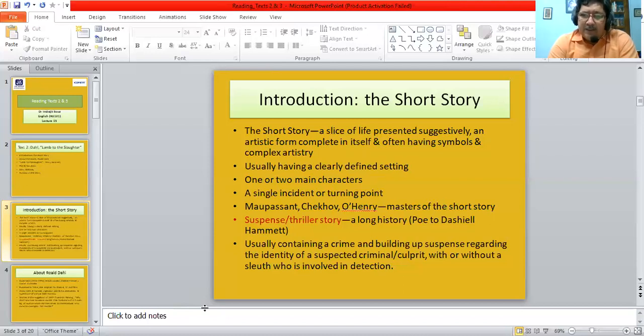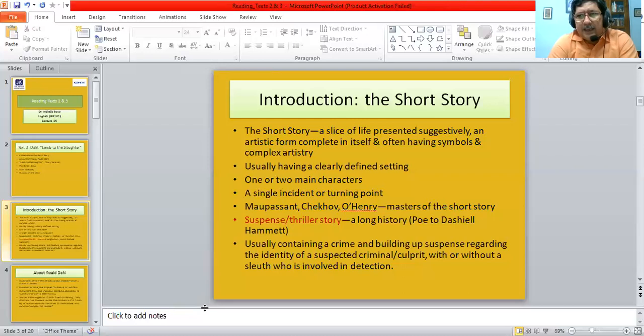Usually, in this type of story, there is a crime and a building up of suspense regarding the identity of the suspected criminal or culprit. And the story may contain, or it may not have, a sleuth who is involved in this whole process of detection. And the finding out of the criminal through a very sophisticated process of detection and reasoning is usually the subject matter of the story.